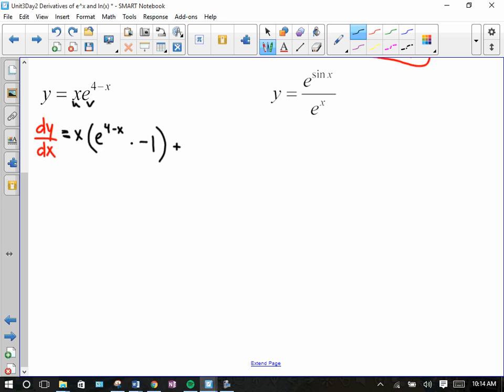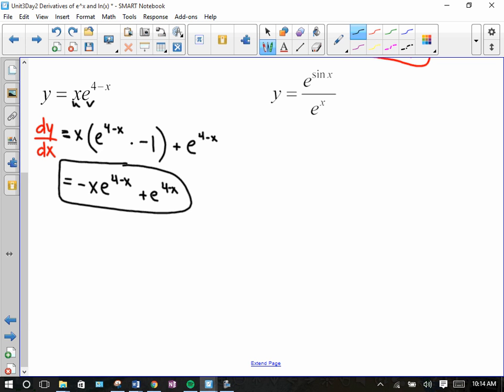Alright, plus v times du. What's the derivative of u? 1. So our answer is, with a negative out front, negative x e to the 4 minus x plus e to the 4 minus x. Questions about that?